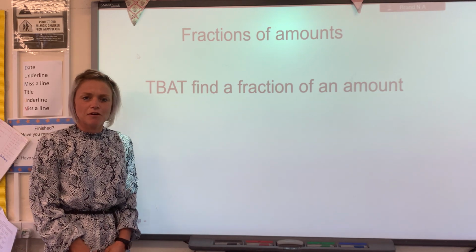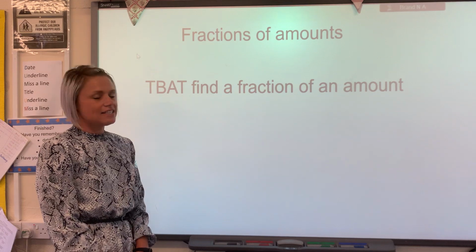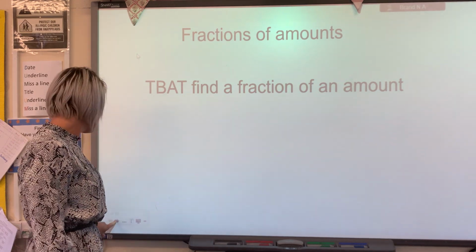Hi Year 4, so we've made it to our final maths lesson of the summer term and the year, and today we're looking at fractions of amounts.